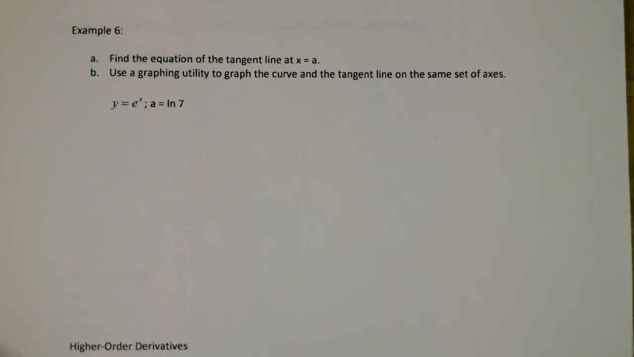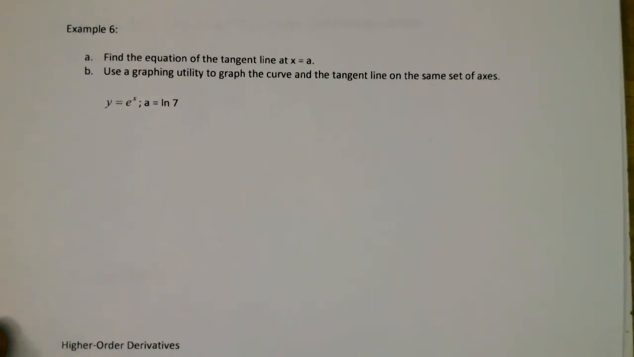All right, now example 6. It's a 2-part example. Find the equation of the tangent line at x is equal to a. And in part B, use the graphing utility to graph the curve and the tangent line on the same set of axes. So my equation that we're dealing with is y is equal to e to the x, and my a is equal to ln of 7.